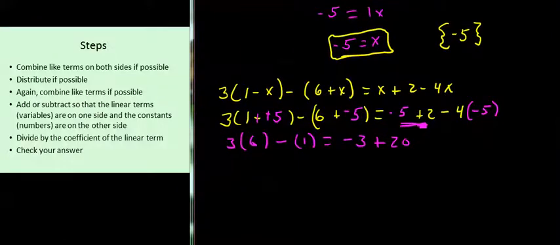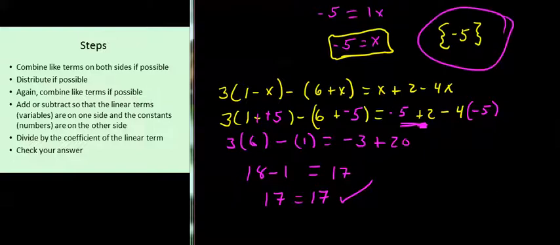All right, 18 minus 1, negative positive 17. -3 plus 20. 18 minus 1 is 17, equals 17. Checks. My answer is good, and I've got it solved.